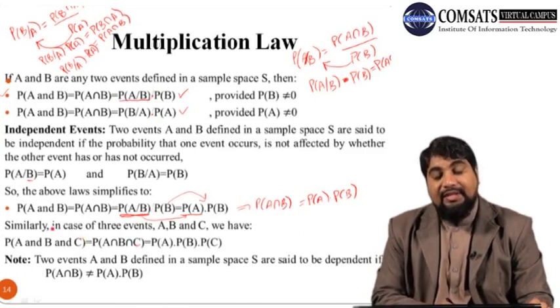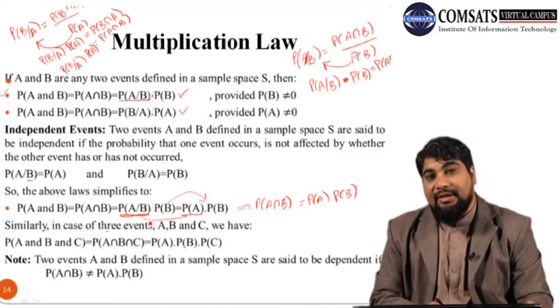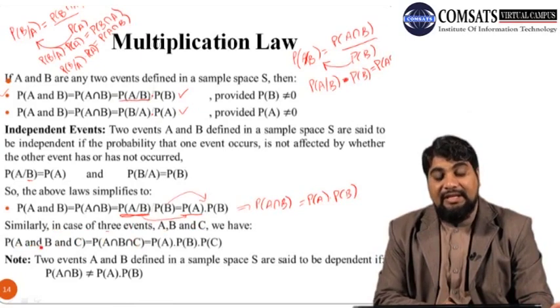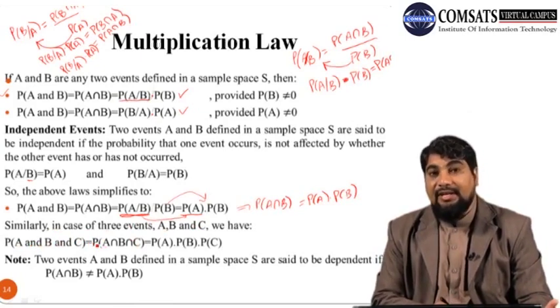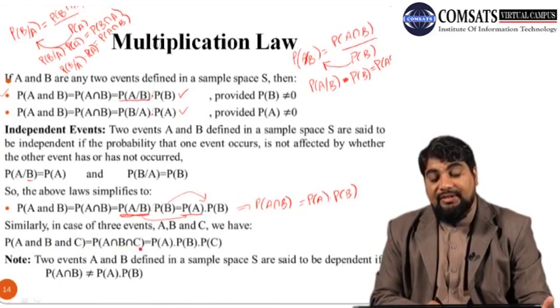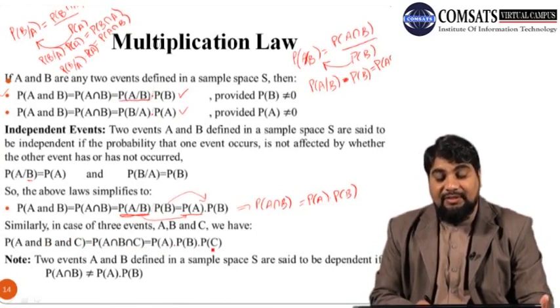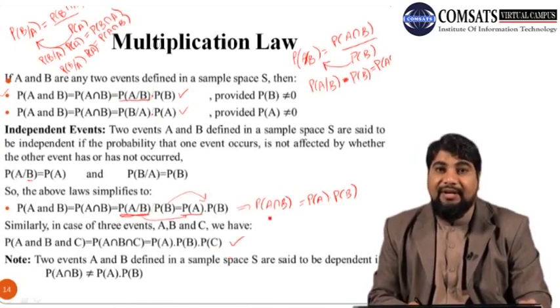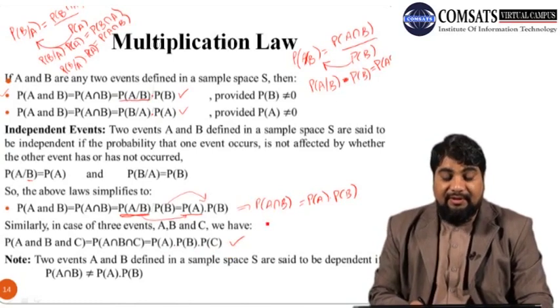And similarly, in case of three events A, B and C, if they are independent, then the probability of A and B and C, that is A intersection B intersection C, will be the probability of A times the probability of B times the probability of C. So this result is valid only in case of independent events.